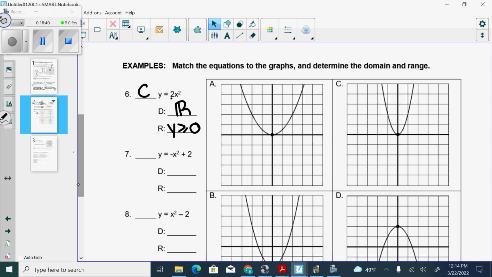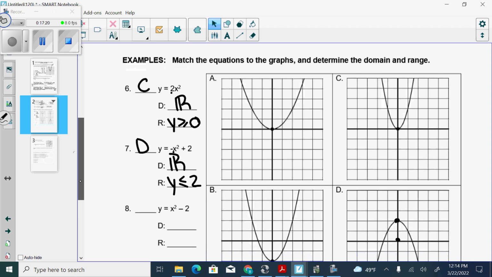All right, on number 7, we have a negative in front of the x squared. What's the negative going to do? Flip it upside down. So we're looking for a negative 1, and it has a plus 2. All right, so it does have to be D because instead of starting at 0, 0, it was moved up 2, and it's upside down. Okay, so what is my domain? Always all real numbers. What about my range? Does this thing go up forever this time? Right, it's going to go down. So the highest it goes is 2. So like we said, that means y is less than or equal to 2.